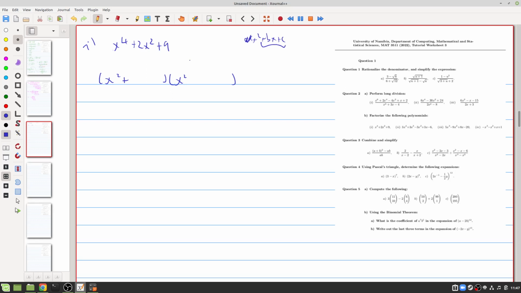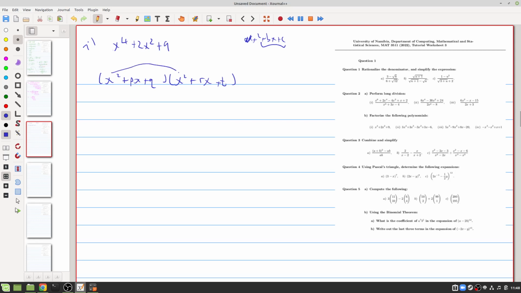So these parts we still don't know for the rest. So let's call it plus px plus q. And here let's say plus rx plus t. So our factors will look something like this. So what we can do is we can just take this and multiply that out, because this must give us that. And then we can equate our coefficients.